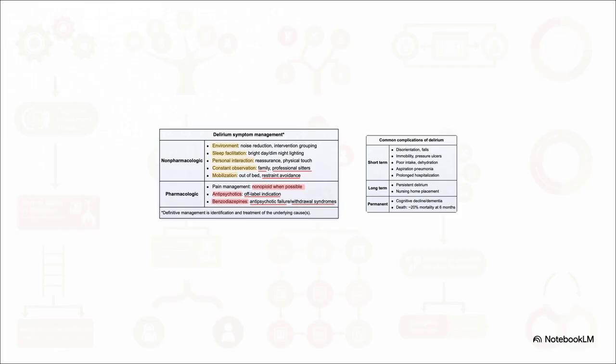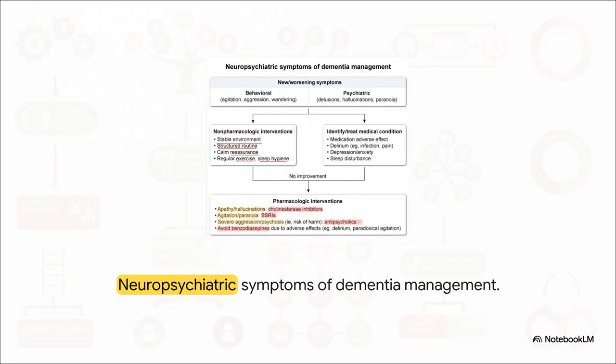Because delirium complications so often alter a patient's functional baseline, you have to do safe discharge planning. Evaluate if they can return home with home health for nursing and therapy, or if they need a skilled nursing facility for short-term rehab, or maybe long-term care when their ADL needs completely exceed what can be done safely at home. Managing the neuropsychiatric symptoms of established dementia pretty much mirrors delirium.